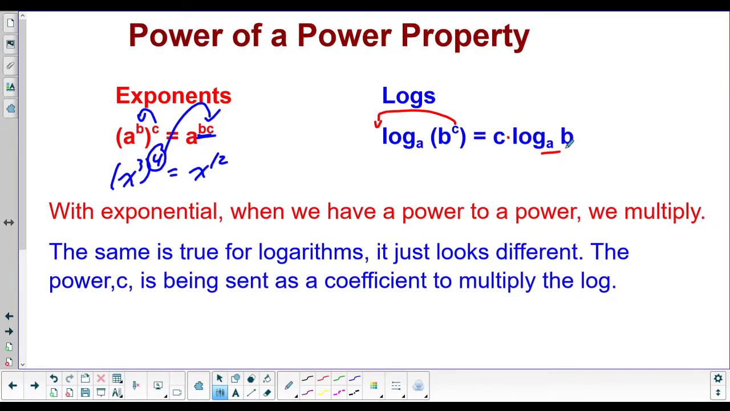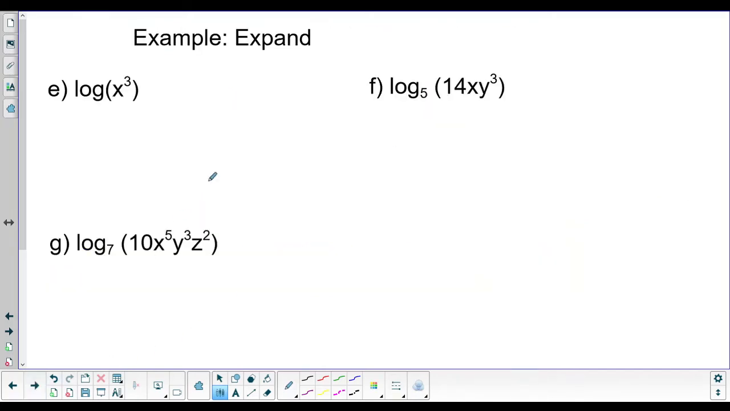Again, the base stays the same, and the term inside, the base of the argument, will also stay the same. All right, let's go practice. So let's do an easy one first, e. So we have log base 10 of x to the third power. So we can take our 3, throw it in front of the log, and then that is our answer. So we have 3 log of x.